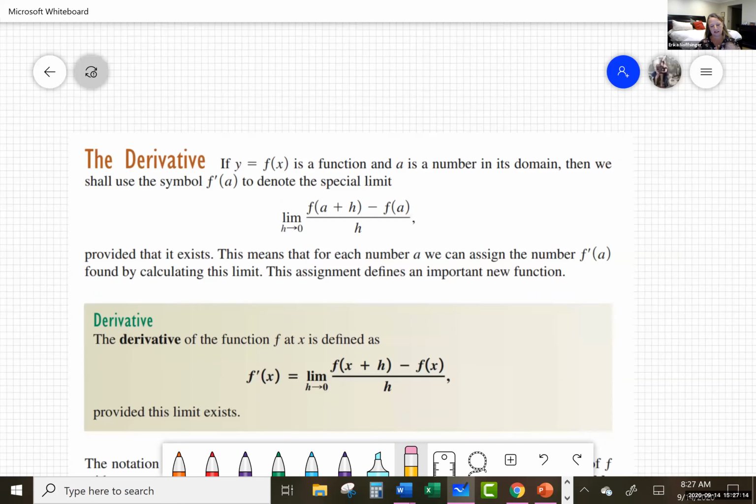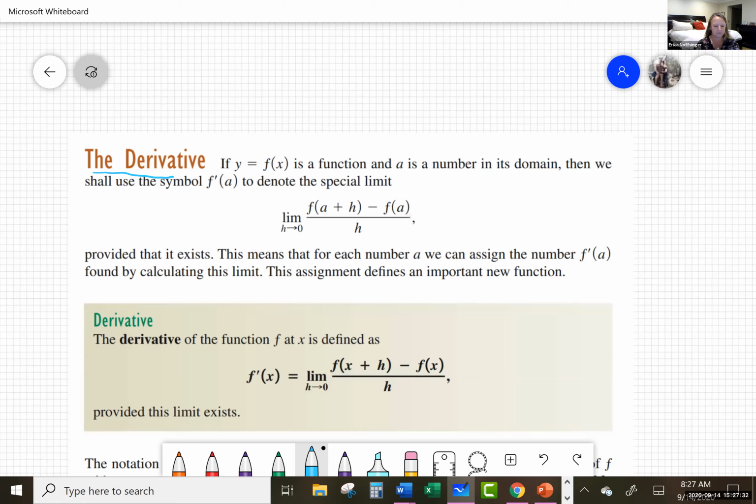And so I pulled this from your book. Some good tools to know is how to read a math text. So I am just going to kind of go through this and then we'll talk about it. So we're going to start. So looking at the derivative.